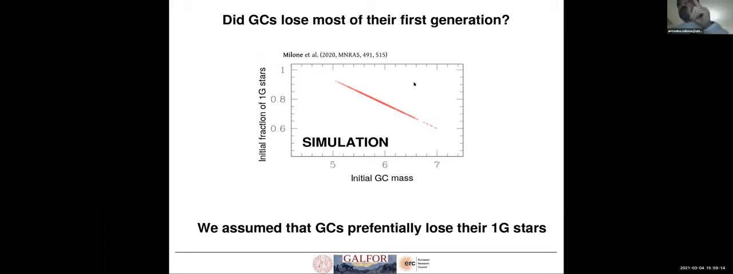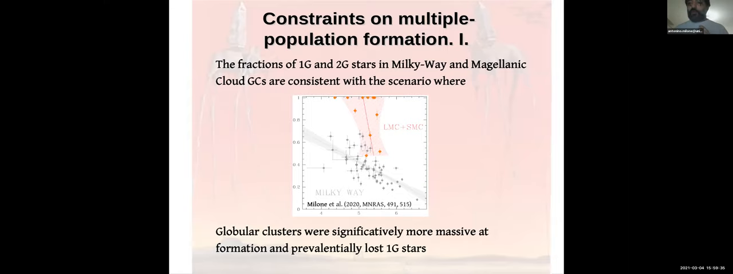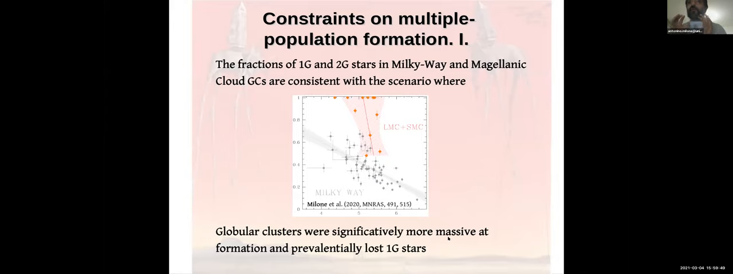What does it mean? To investigate this phenomenon, we use simulations. This is our input simulation, where we assume that the pristine, primordial globular clusters were dominated by the first generation and that they preferentially lose their first generation. We run the simulation and this is the result. The result actually is that we match perfectly all the observations. Poor correlation with the first generation mass, strong correlation with the initial mass, strong correlation with the second generation mass. So the conclusion: our observations of first and second generation stars in Milky Way and Magellanic clusters are consistent with the scenario where globular clusters were more massive by a factor of about 10 at formation, and they preferentially lost their first generation.